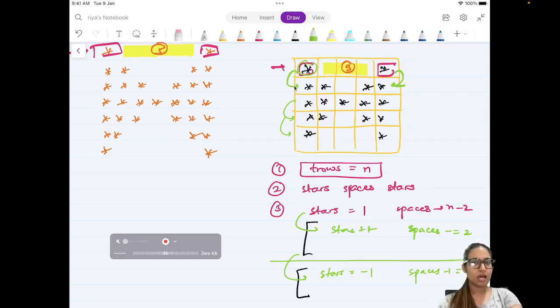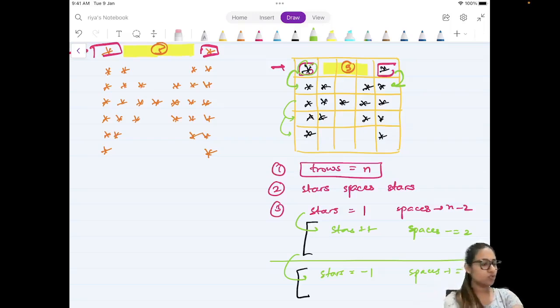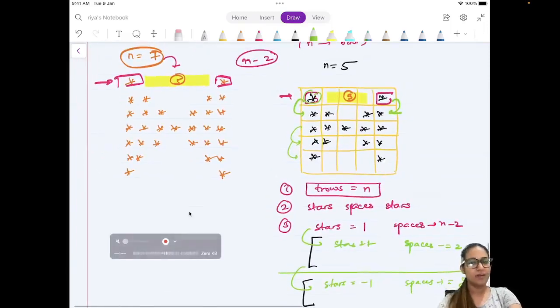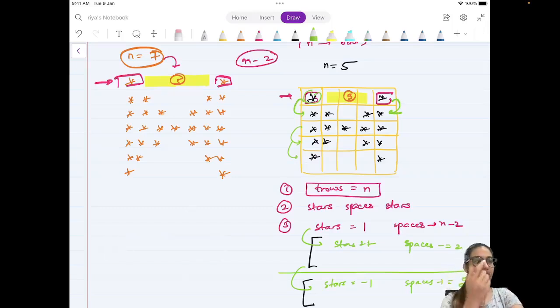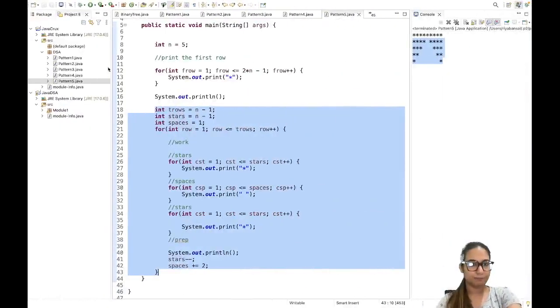Okay, so this is how we are moving. A total number of rows equal to n. We have stars, spaces, stars, and then we have stars, then you do stars plus plus, and then you have spaces. Spaces is equal to always n minus 2 of the given value of n, right? And then you first decrease the stars, you increase the space, you basically increase the stars, you decrease the spaces, but in the second half, you decrease the stars, but you increase the spaces.